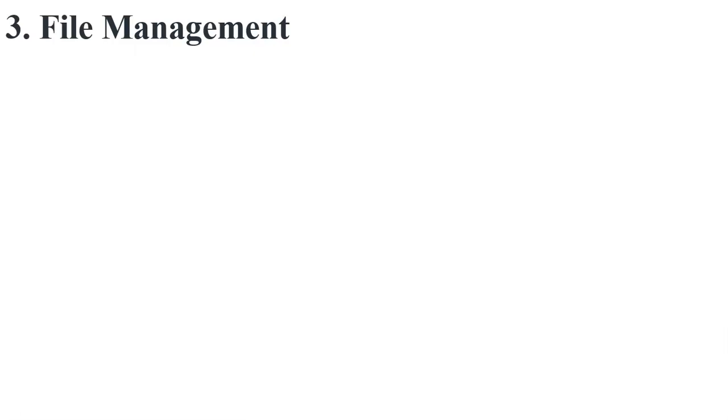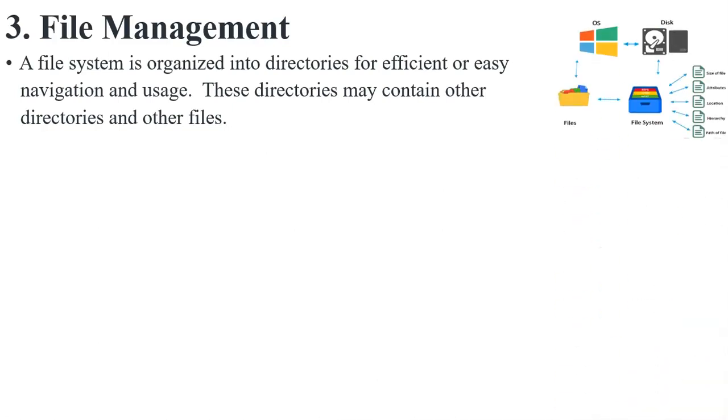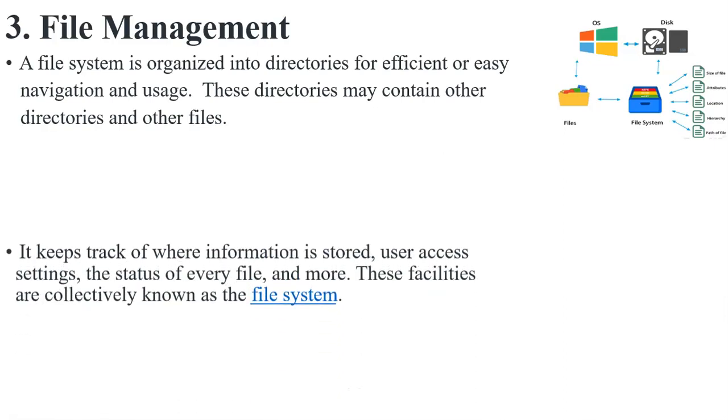Then the next function is file management. A file system is organized into directories for efficient or easy navigation and usage. These directories may contain other directories and other files. If you see over here on the hard disk, we have C drives, D drives, which are controlled by the operating system, wherein we organize data into files, and the files are organized as file systems, which again have their own attributes, path, and hierarchy. All the files are organized in an easy and efficient way, into directories or other files as well.